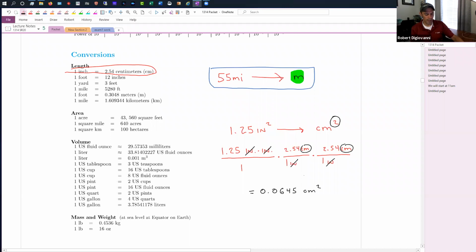Oh no, I did that completely wrong. I'm sorry. I got 8.06. Yeah, I need my glasses. It's kind of dark in here too. 8.0645 square centimeters. There we go. Okay, that's it.